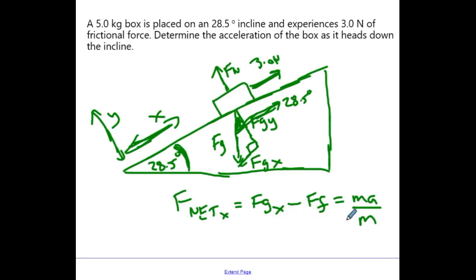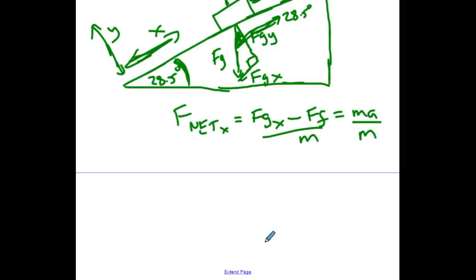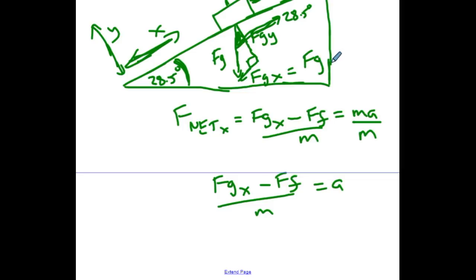We've been asked to solve for acceleration, so I'm going to divide both sides by mass and make myself a new equation, which is that the Fg in the x direction minus the force of friction, all divided by the mass. There's my acceleration. Now I have many of these numbers, but what I don't have is Fgx. But if you understand your trigonometry, your Fgx is going to be Fg times the sine of theta, because it's going to be the opposite compared to the hypotenuse. We've done this many times before in the previous unit.